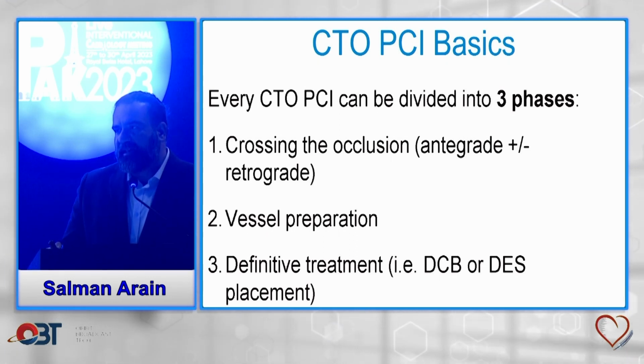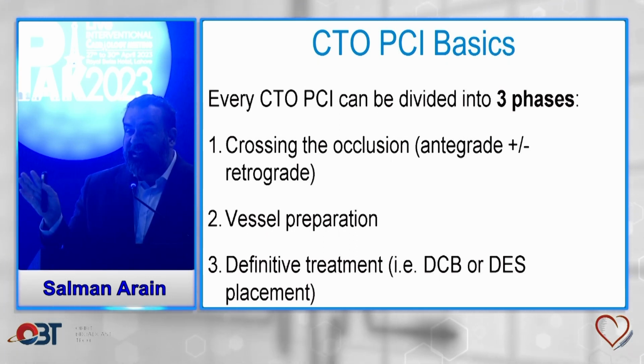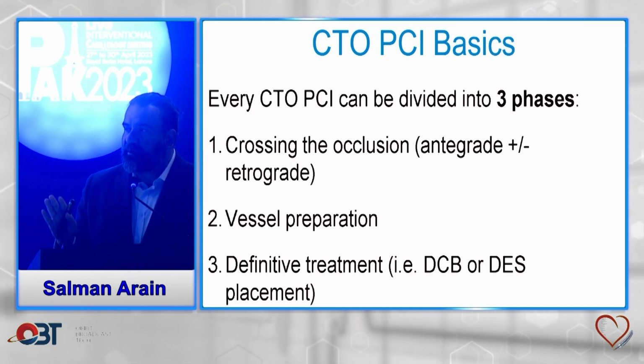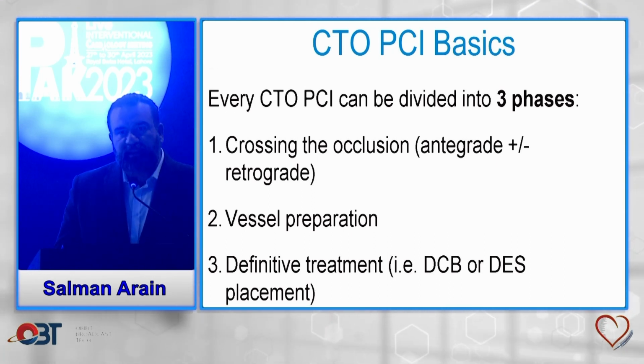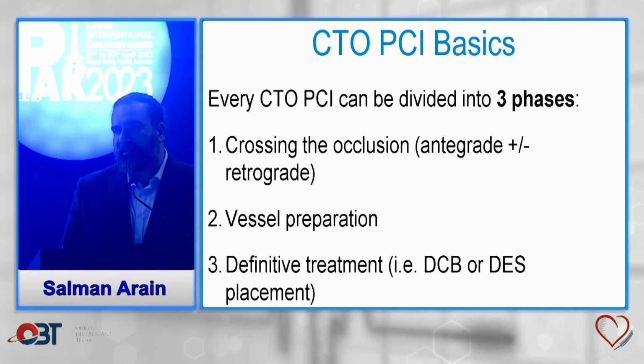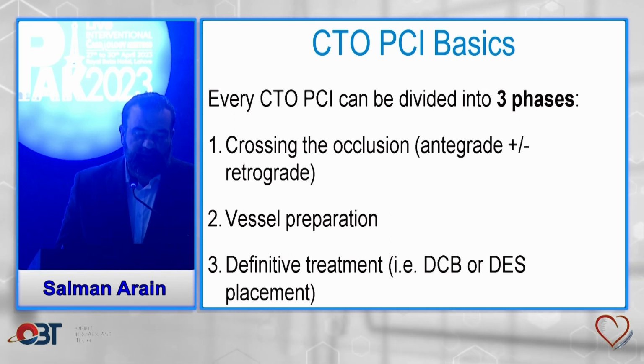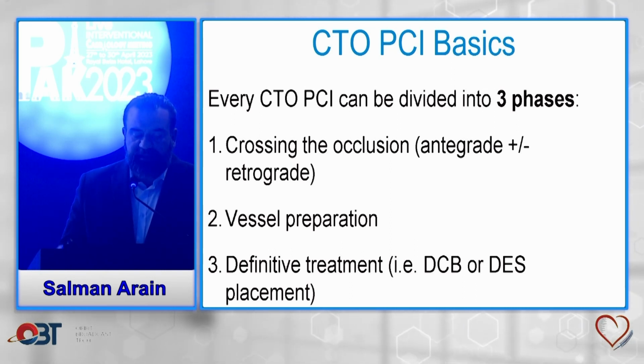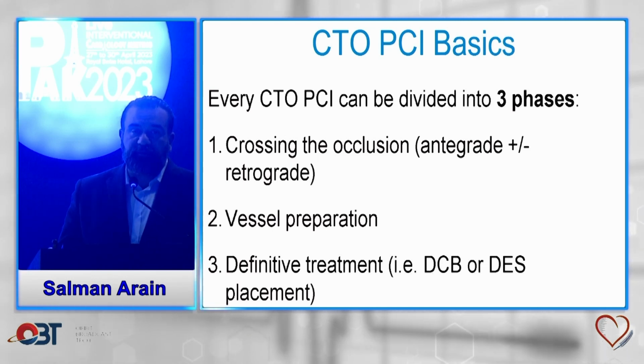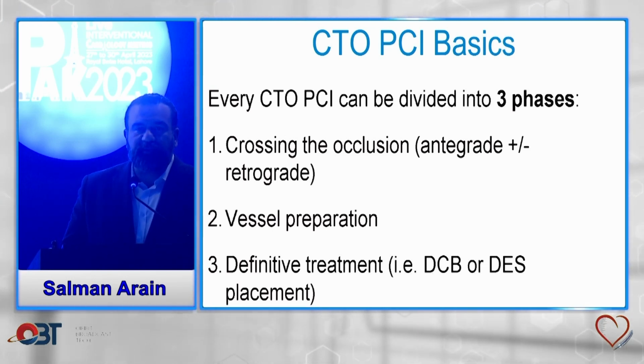Any CTO PCI, or any PCI, or in fact any endovascular procedure, can be divided into 3 phases. Phase 1 is where you cross the lesion, the occlusion, the stenosis, whatever you want to do. Then there's vessel preparation, and then there's actual definitive treatment. You can even apply this for valves, right? You cross the valve, you prep the valve, then you treat the valve.